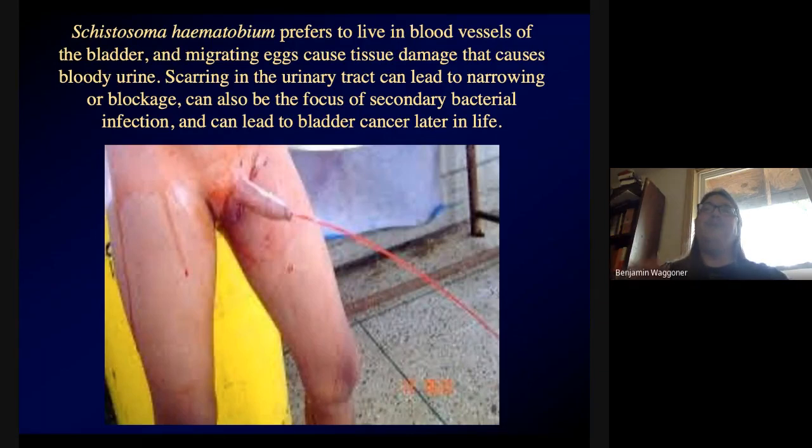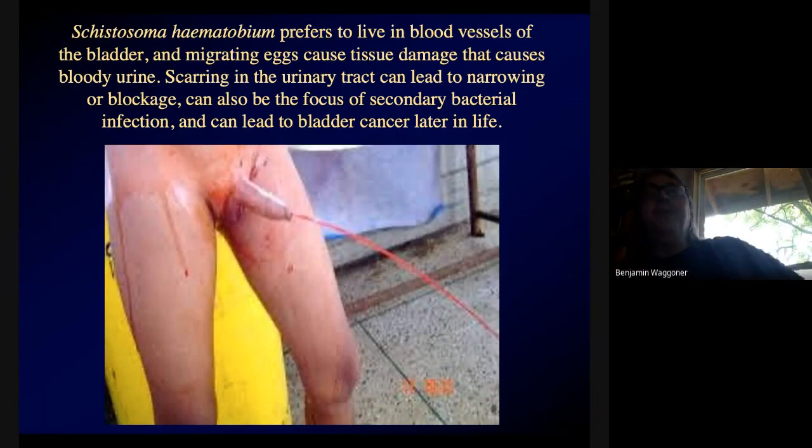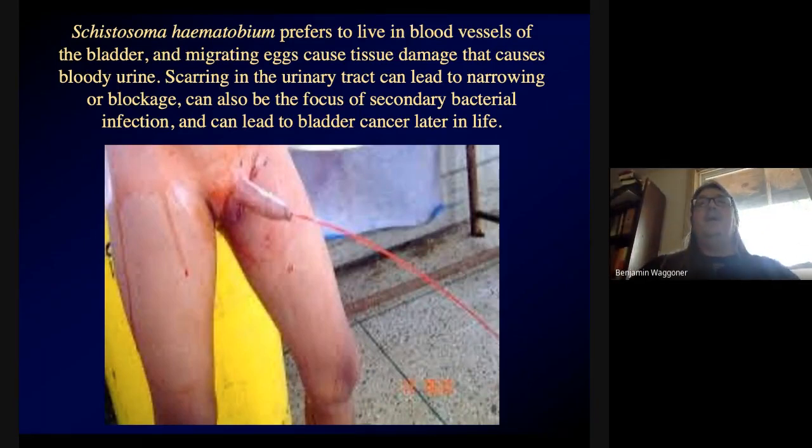I mentioned that this is a problem in Egypt. The ancient Egyptians actually did have this, and it's documented in one of their old medical papyri. So this has been a problem for humans since at least 2000 BC or something like that. Not only is the bloody urine no good, but scarring in the urinary tract from these eggs working their way through the bladder wall can ultimately block the urinary tract. It can lead to secondary infection by bacteria, and it increases your risk of bladder cancer. So there, pretty good reason to try not to get Schistosoma haematobium.